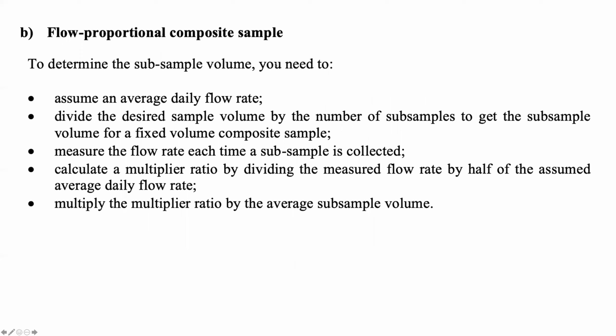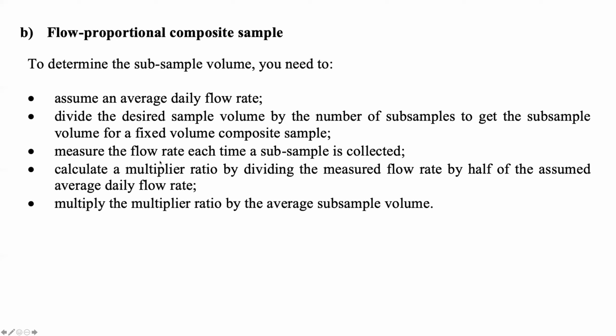For the flow proportional composite sample, you will need to use the following approach. First, you have to assume what the average daily flow rate is probably going to be. And sometimes you would take that assumption and then use a value that's a little bit higher just to make sure that you indeed get enough volume for your sample. Then you would divide the desired sample volume by the number of subsamples to get the subsample volume as if it were a fixed volume composite sample.